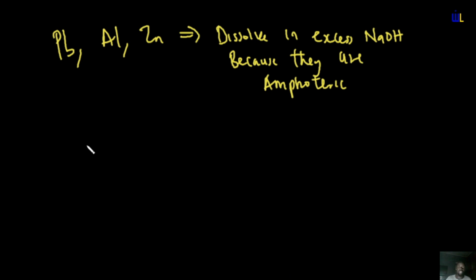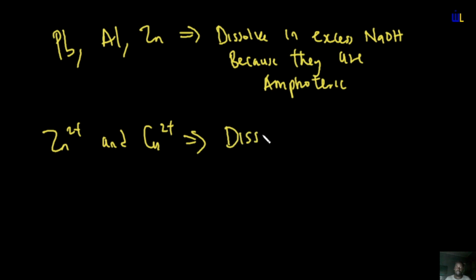Now, in the case of ammonia, there are only two ions that will dissolve, or two precipitates that will dissolve, and that is Zn2+ and copper 2+. This is simply because they form tetraamine complexes with ammonia, and those tetraamine complexes are soluble. So have that in mind, that the only ones that are soluble in ammonia are zinc and copper. So every other one will not be soluble in excess ammonia. So zinc and copper 2+ dissolve in excess ammonia.